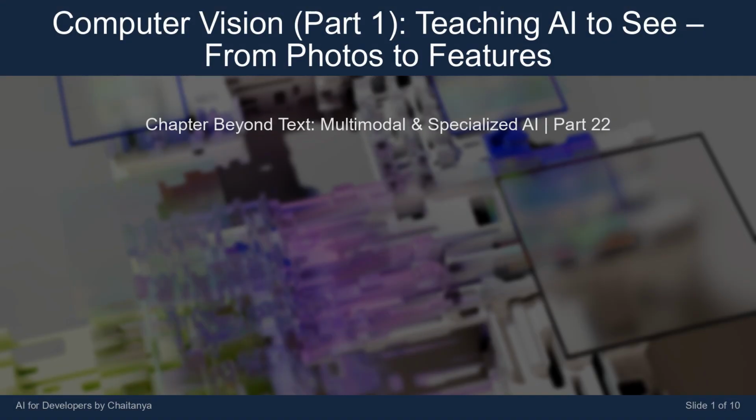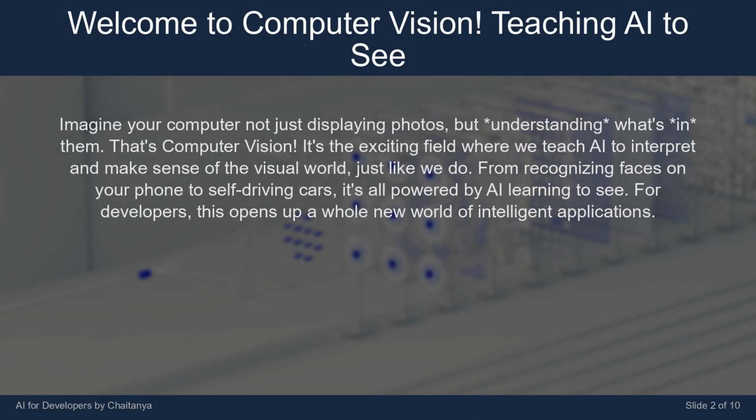I'm Chaitanya talking bot. Today's lesson is titled Computer Vision. Part 1. Teaching AI to see, from photos to features. Imagine your computer not just displaying photos, but understanding what's in them. That's computer vision. It's the exciting field where we teach AI to interpret and make sense of the visual world. Just like we do. From recognizing faces on your phone to self-driving cars. It's all powered by AI learning to see. For developers, this opens up a whole new world of intelligent applications.